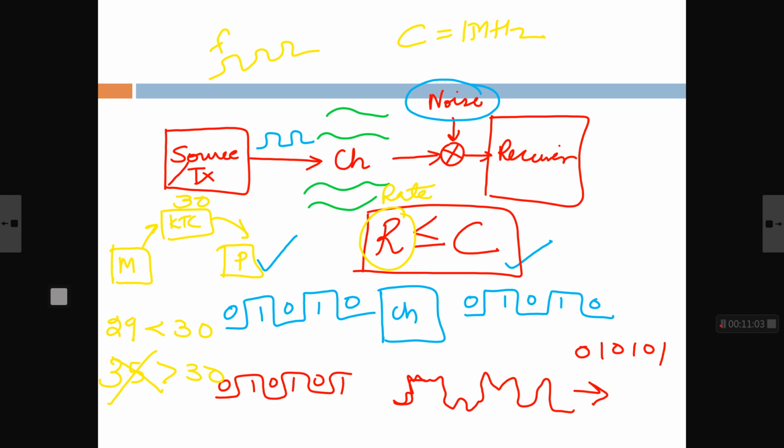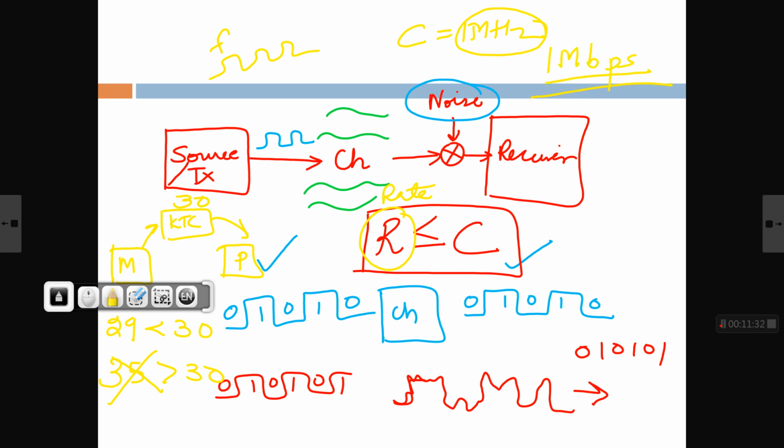Or rather, I cannot send a signal having an information rate of 2 Mbps, because it is greater than the channel capacity. That is what we will be studying here. The channel capacity is also going to be represented in bits only. Although I gave a rough example of a channel capacity of 1 megahertz, it won't be 1 megahertz, it will be 1 megabit per second, because we are in the digital domain.